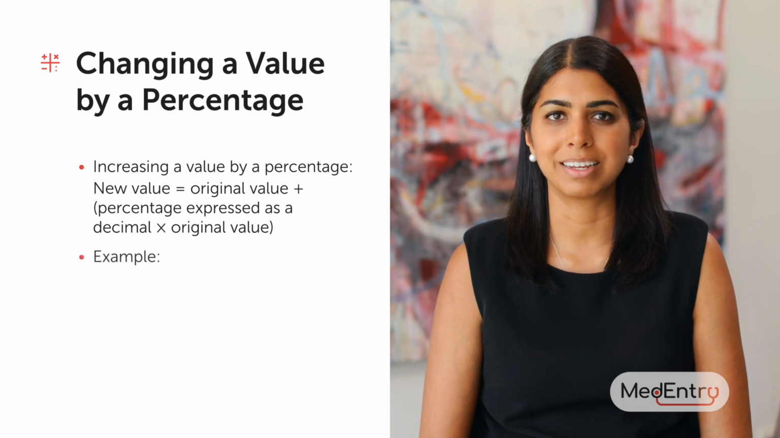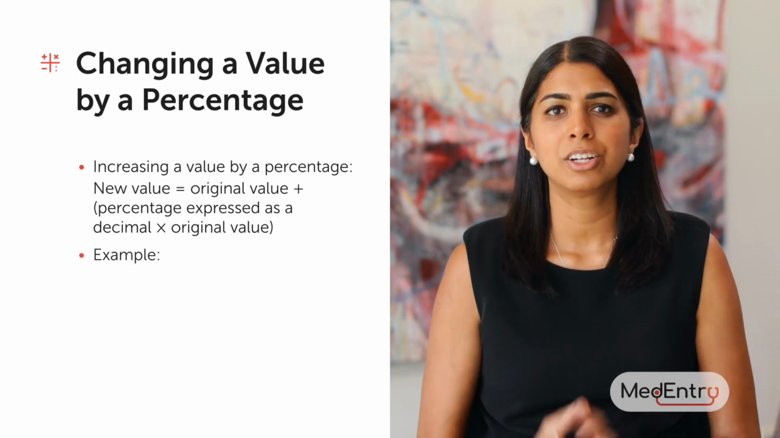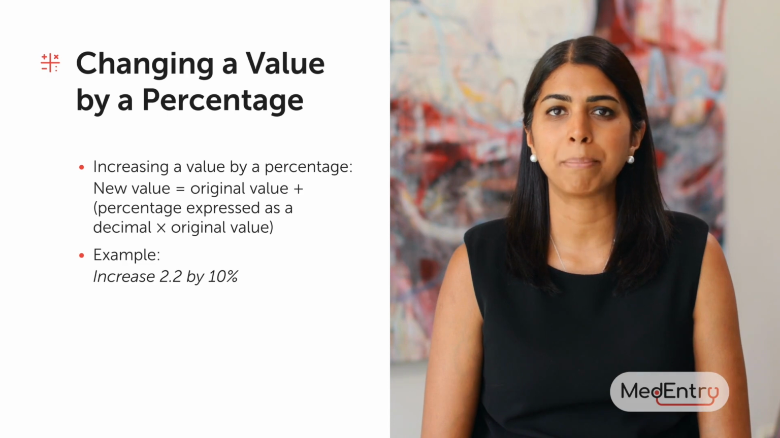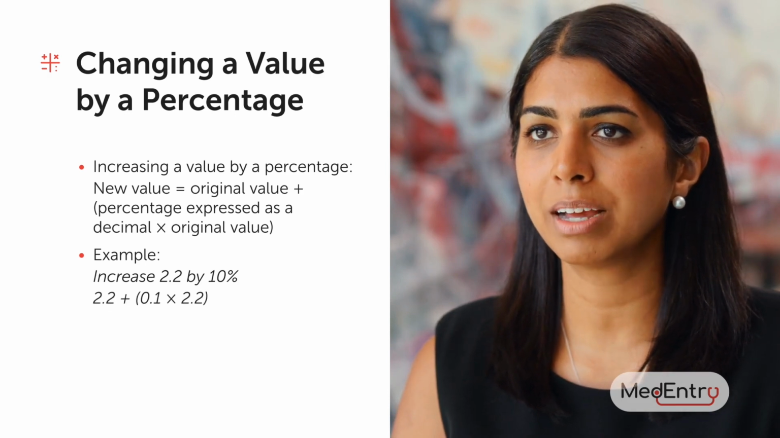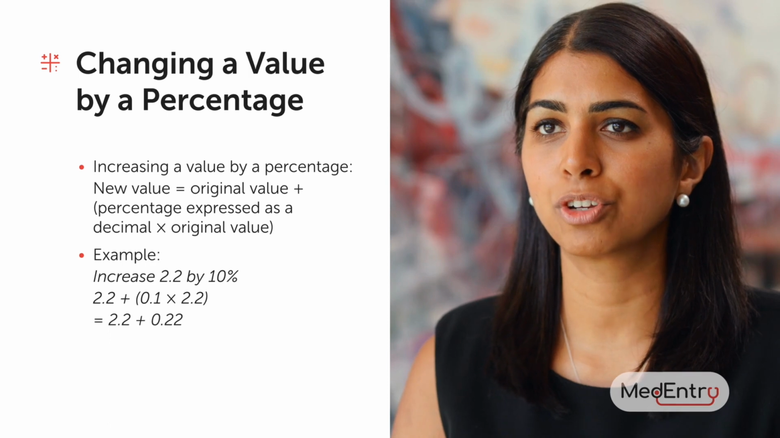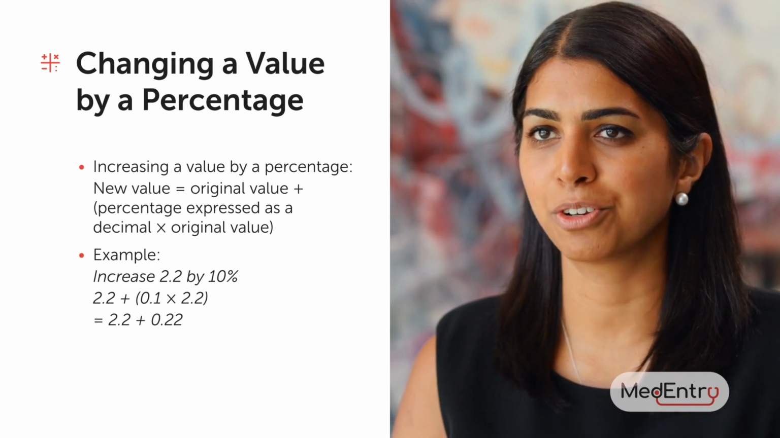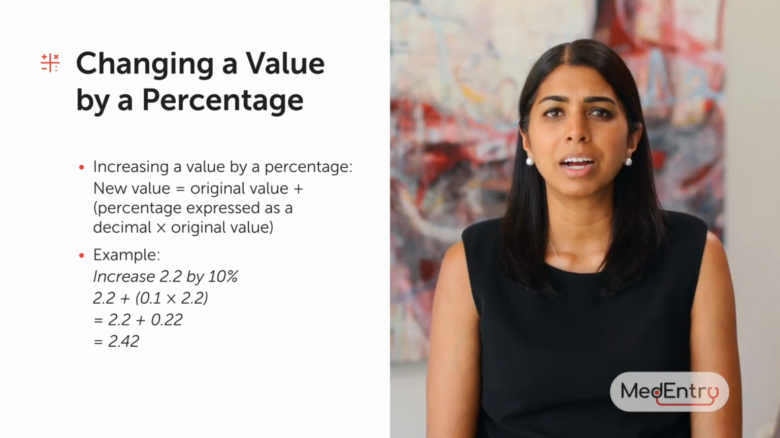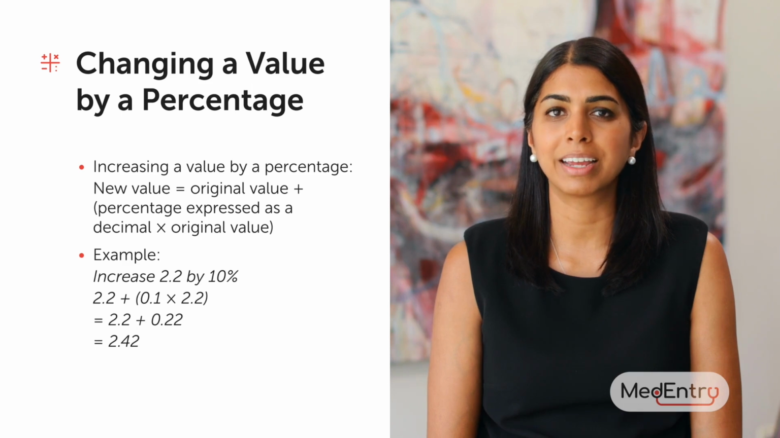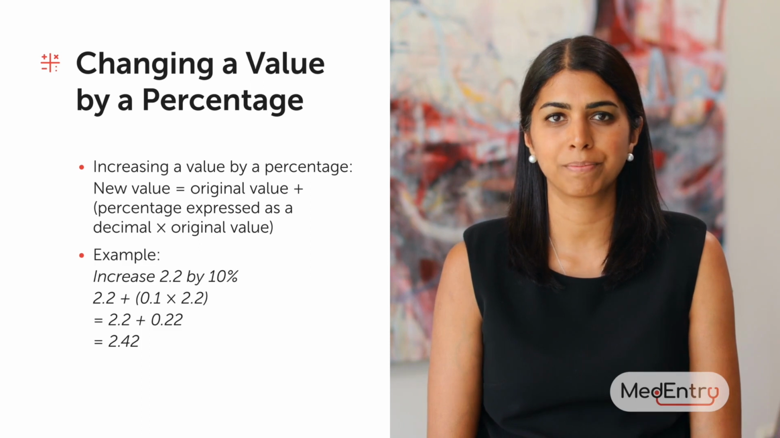Let's illustrate this with an example. Just say we want to increase 2.2 by 10%. We should first convert 10% to a decimal, which will be 0.1. Our equation will be 2.2 plus 0.1 times 2.2, which is equal to 2.2 plus 0.22, which is equal to 2.42.